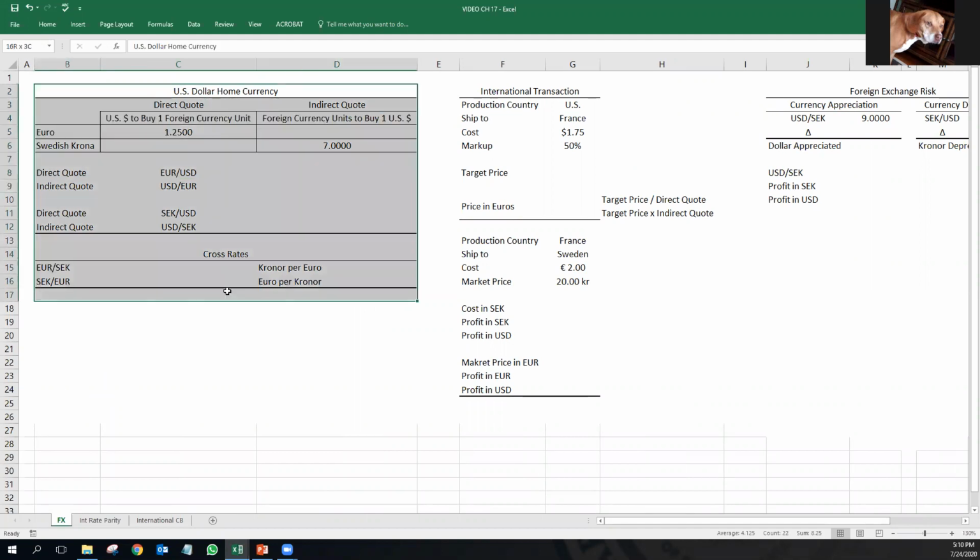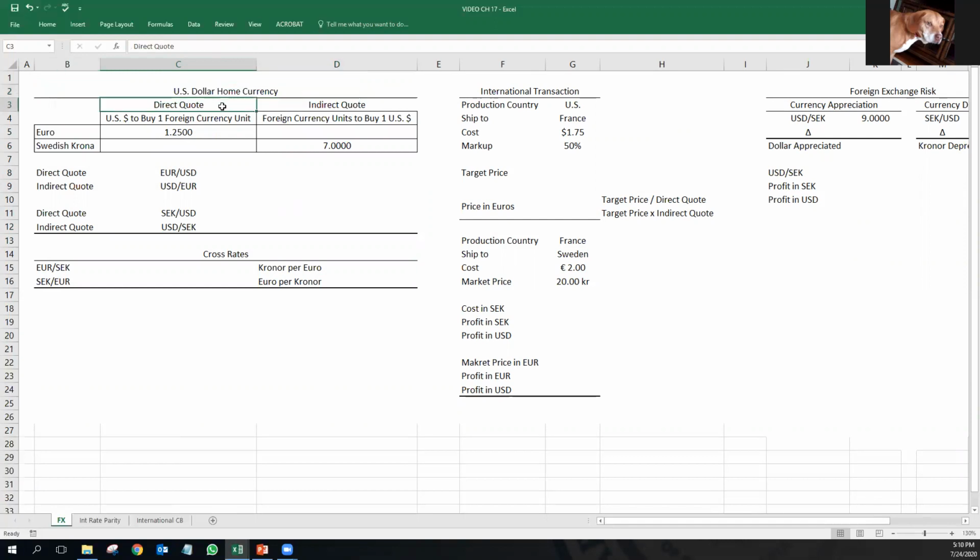So we're going to look at this setup here. I made a note on top saying that we are viewing this as if we are in the United States. So we will be the home currency. But of course, any country you're in, that would be the home currency. Now, when they say direct quote, what it means is how many US dollars would it take to buy one of that foreign currency? So the first example we have is euro.